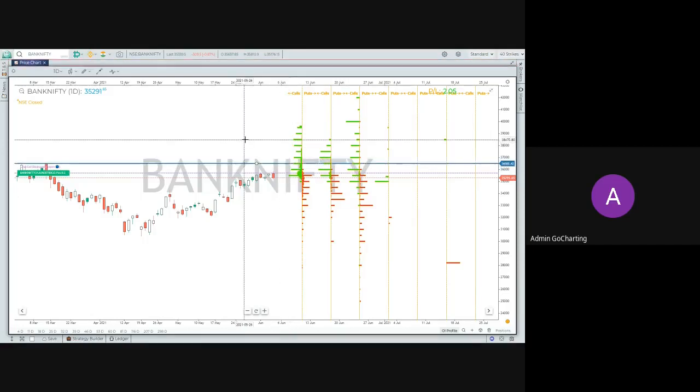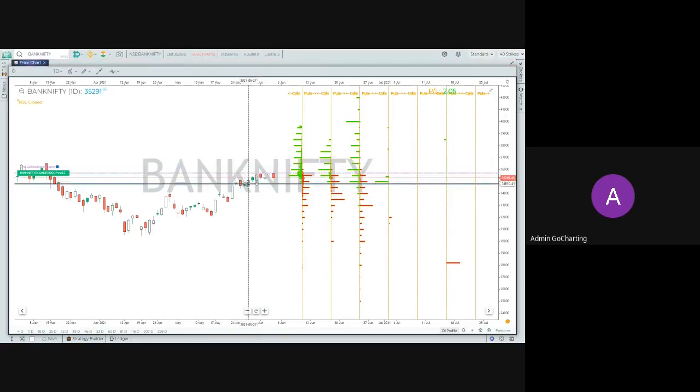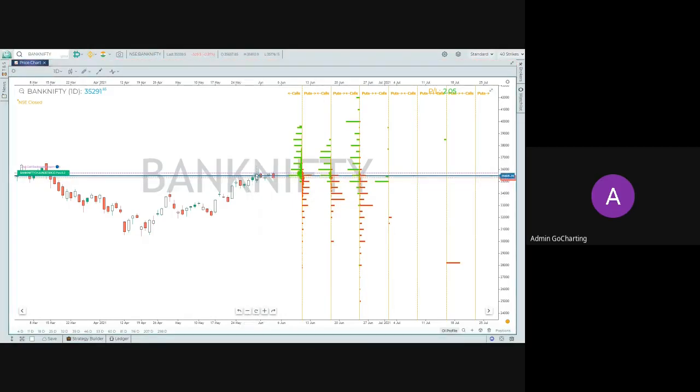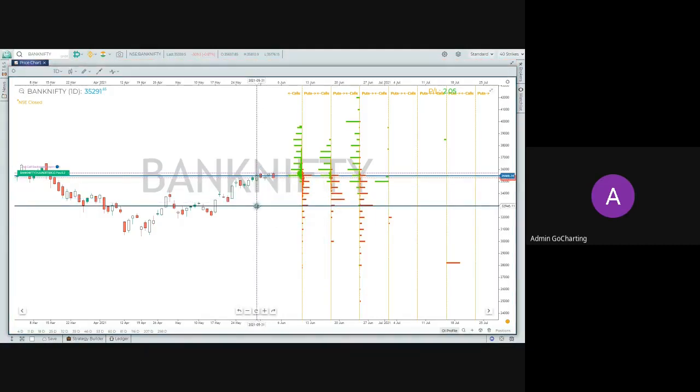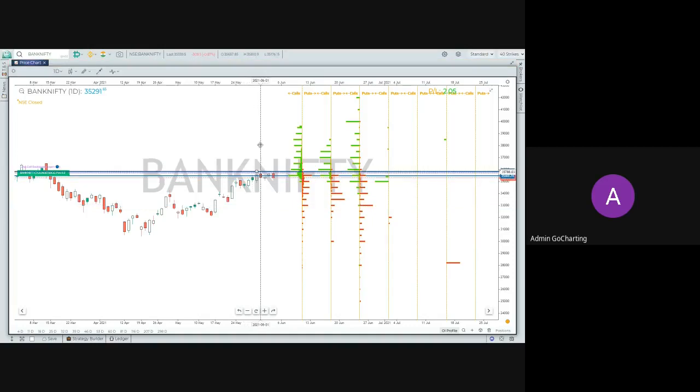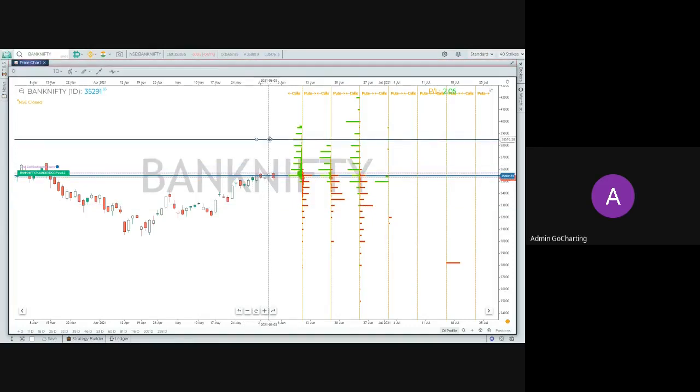So this is one of the places where I see a good support or resistance, and I can keep adding all of these positions in here. So this is one position that I might be interested in, right? So these are various tricks that I can play using this open interest profile.